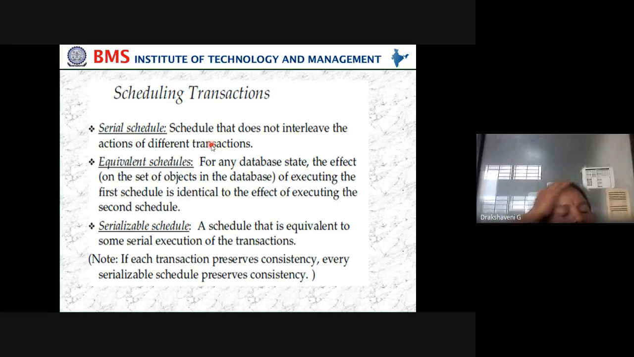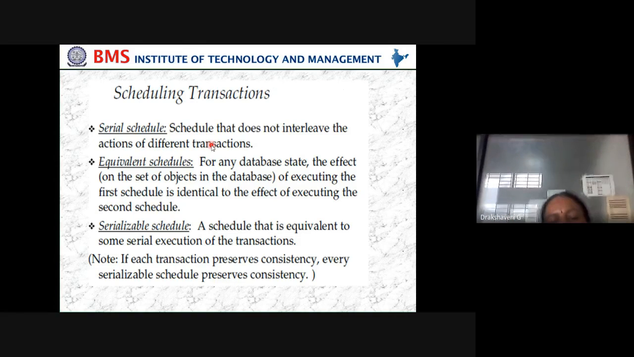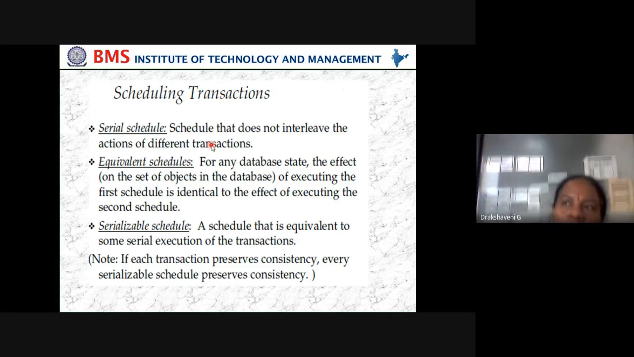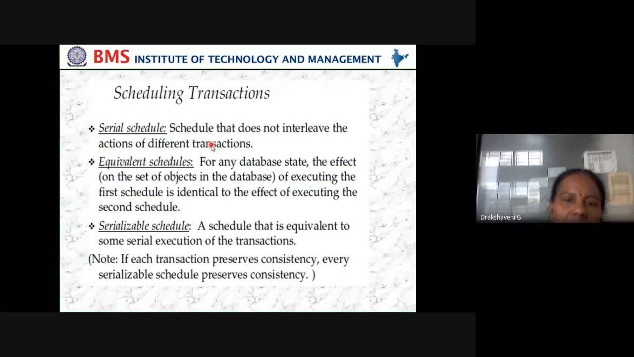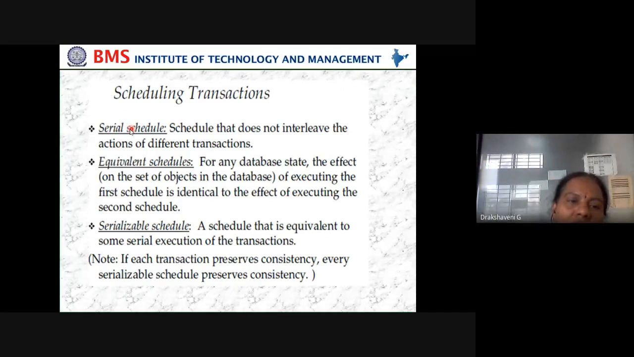Serial scheduling means what? If I take two algorithms, linear search and binary search. In linear, what we do is go check element by element, one element after another. That is what is called a serial schedule. A schedule that does not interleave the actions of different transactions is called a serial schedule.